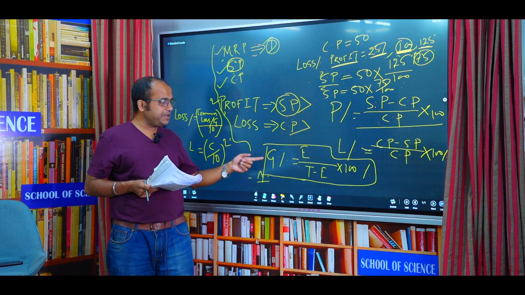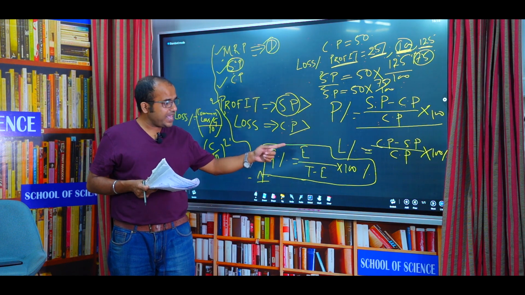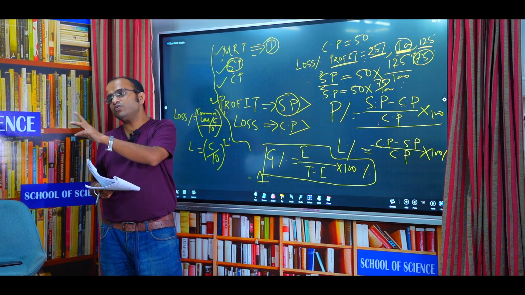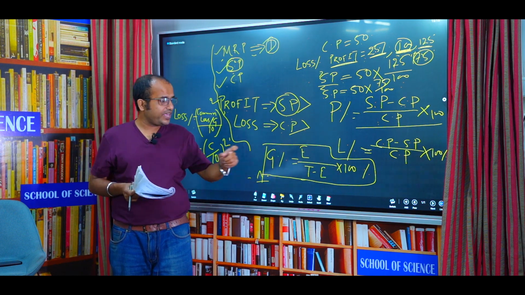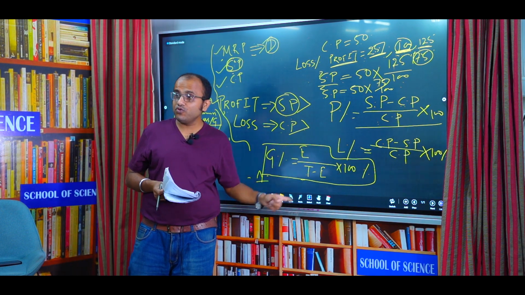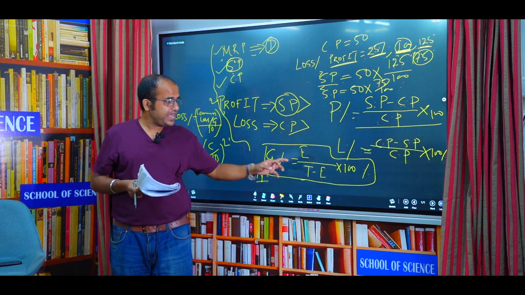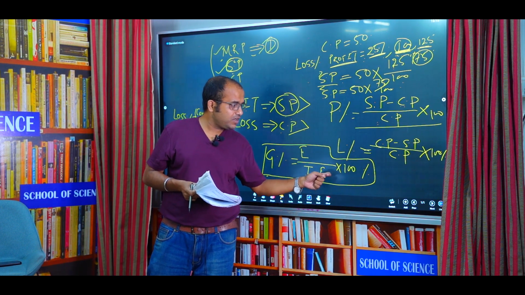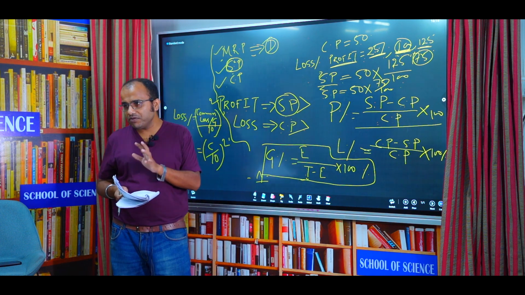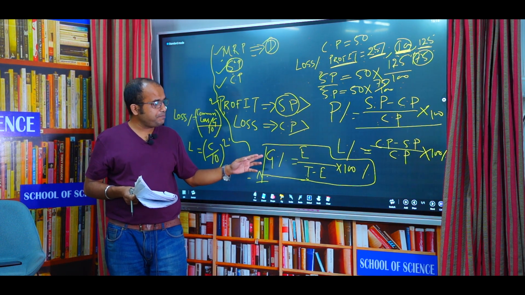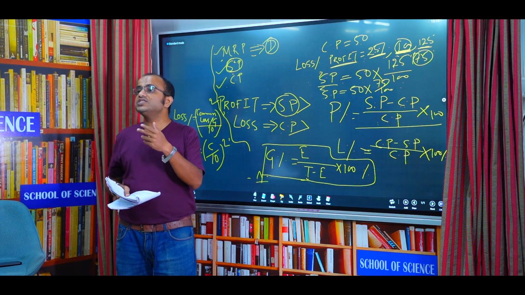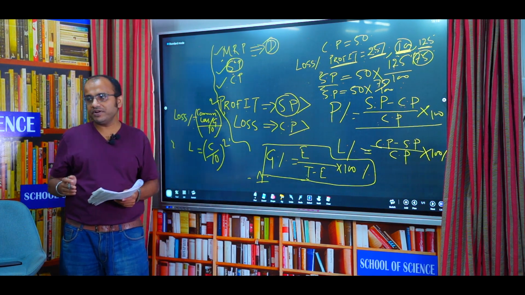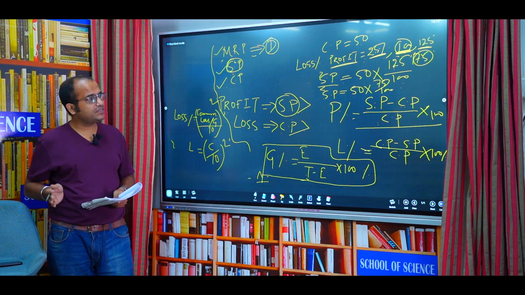So how do we get the gain percent of that dishonest dealer? How much error is there? Originally 750 grams, but he shows 1000 grams, the difference is 250 grams, so the error is 250 grams, divided by the true value minus error, into 100. This is the formula for the gain percentage of a dishonest dealer if he has made some mistakes in weight measurement; in that case we use this formula.